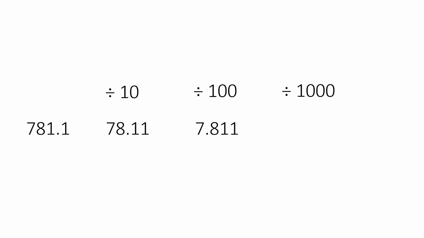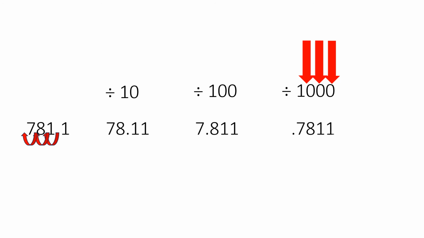And when we divide the same number by 1,000, since there are three zeros, we move the decimal over 3 times. 1, 2, 3. And the answer is 0.7811.